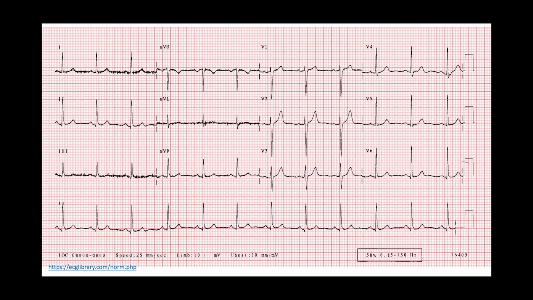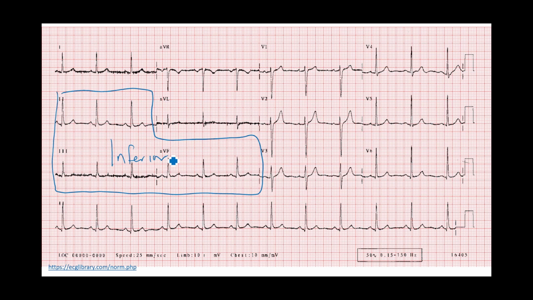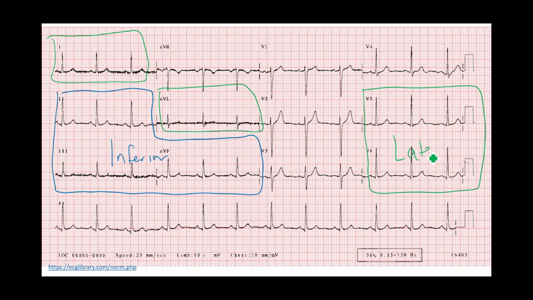So which leads reflect the inferior portion of the heart? These are 2, 3, and AVF, because these are the leads that are looking at the inferior, or the bottom of the heart. What are the leads looking at the lateral or very left side of the heart? These include 1, AVL, V5, and V6. These are all the lateral leads.